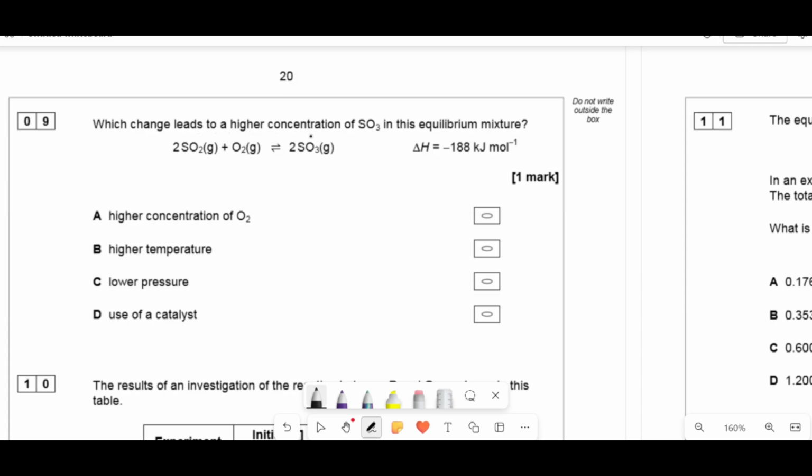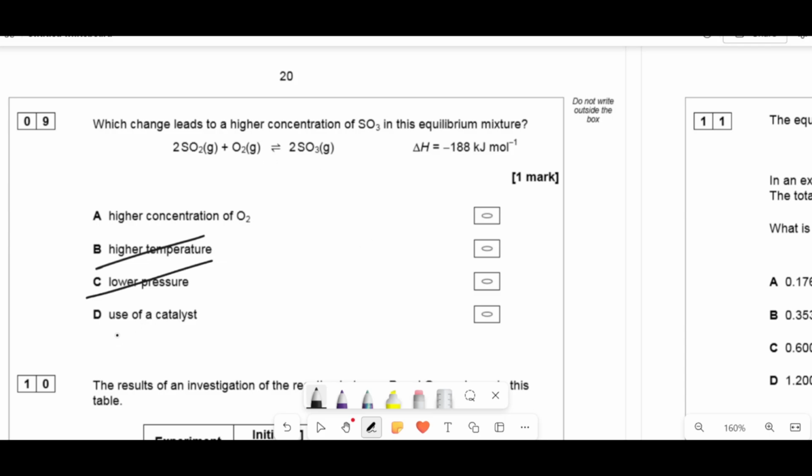So which of these changes leads to a higher concentration of SO3 in the equilibrium mixture? What we want to do is shift it to the right. We know it's exothermic, so let's see if any of the temperature ones we can knock out straight away. If it's exothermic, a decrease in the temperature will make it go that way, so higher temperatures are out. Next, these are gases. We have 3 moles here and then 2 moles here. So if you have a higher pressure, that'll shift it to the right. We can see lower pressure is out.